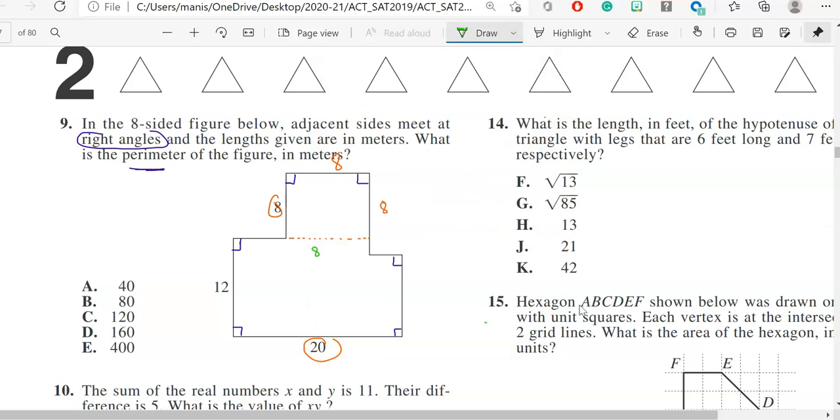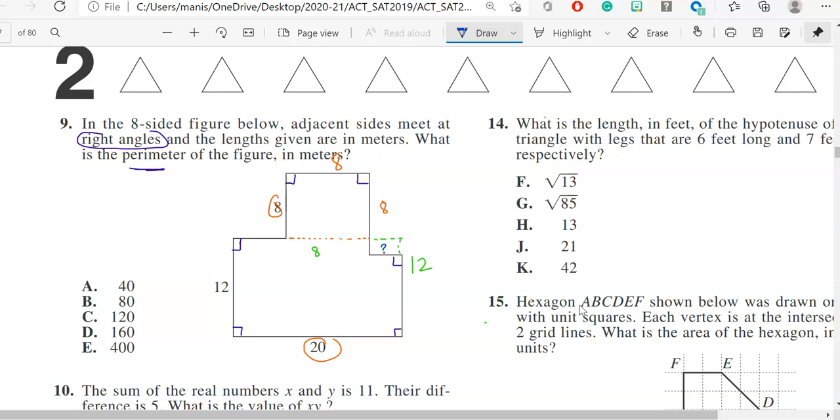Now after this, as you can see, if I extend this part over here, this is what? 12. Now as you can see this part is 8. So what will this part be? I'm looking at this part over here. Now look like this. This whole is 20.